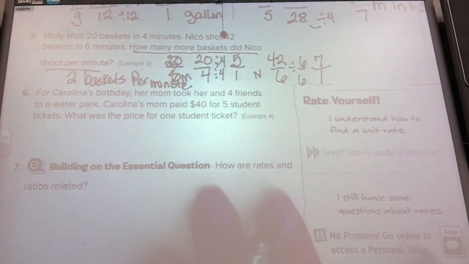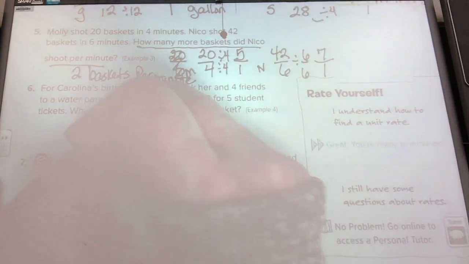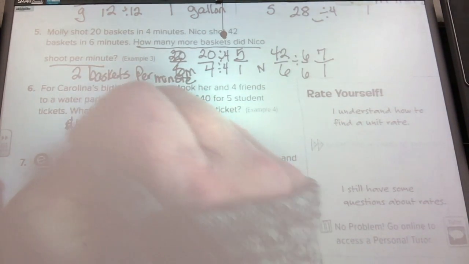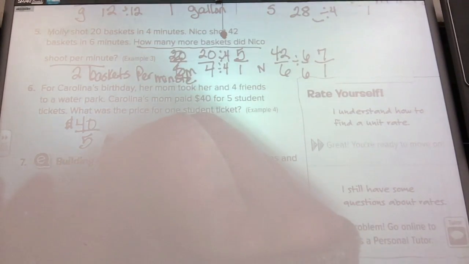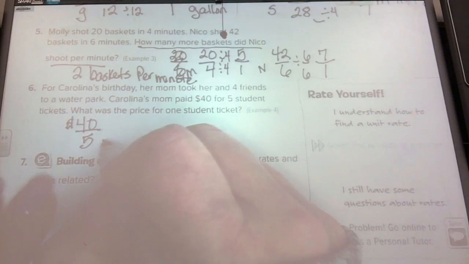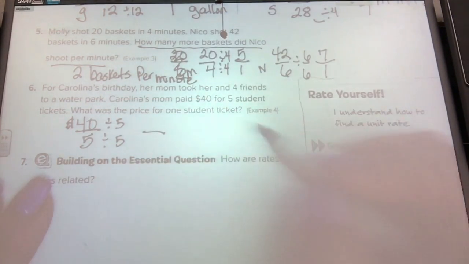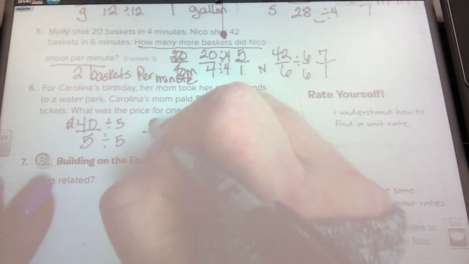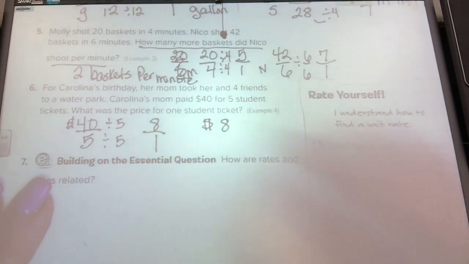All right, last one. For Caroline's birthday, her mom took her and 4 friends to the water park. Caroline's mom paid $40 for 5 tickets. What was the price for 1 ticket? Well, let's find the unit cost. Remember, the only difference between the unit rate and the unit cost is that dollar sign. Divide by 5, what you do on the bottom, you do on the top. We get 1, and how many times does 5 go into 40? 8. So how much did each ticket cost? $8.